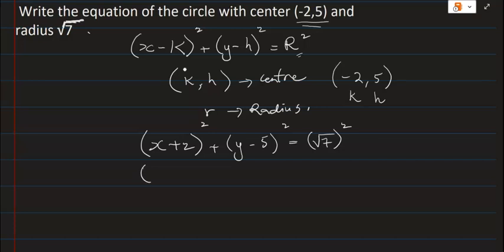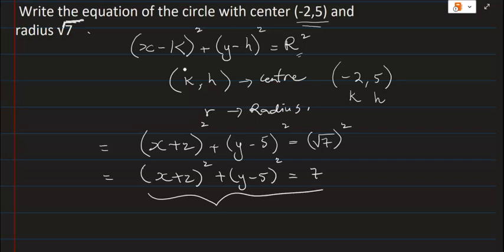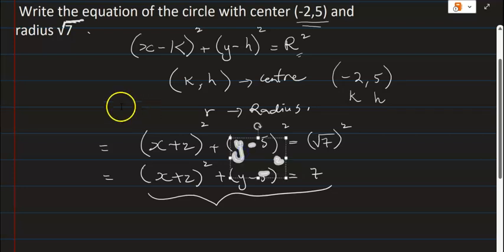I'm going to rewrite it again. (x + 2)² + (y - 5)² = (√7)². It's 7. So this is the equation of the circle with the center (-2, 5) and radius square root of 7.